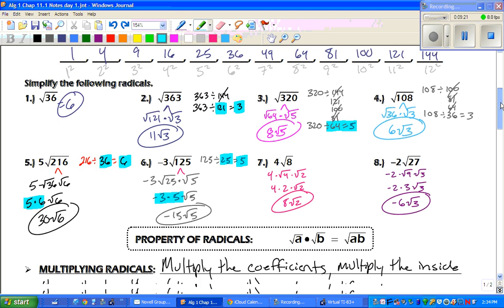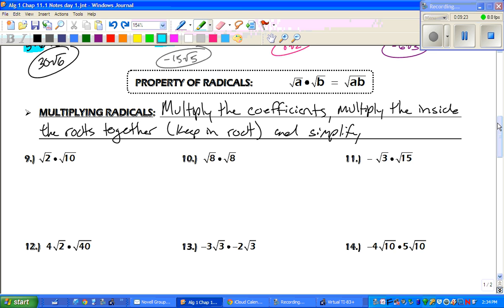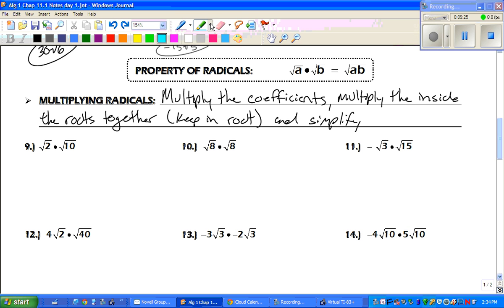All right, let's move on to the next property. It says property of radicals. You can go ahead and start writing that down. So the property of radicals means that when you have two different radicals, you can multiply them together and then simplify. You would multiply the coefficients if you have them, and then multiply the insides or the roots together, and those stay in the roots.